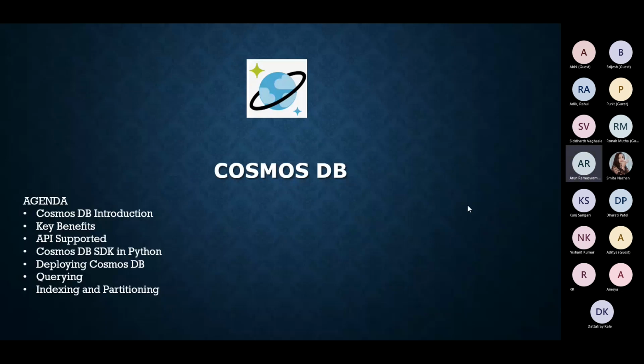After that, I'll take you to the Azure portal, where I'll create an Azure Cosmos DB account, a database, and a container, and add a few entries to the database. I'll show you how we can query those entries. To end, I'll talk about indexing and partitioning, and how they help us optimize Cosmos DB performance. With that, we'll start off with our session.